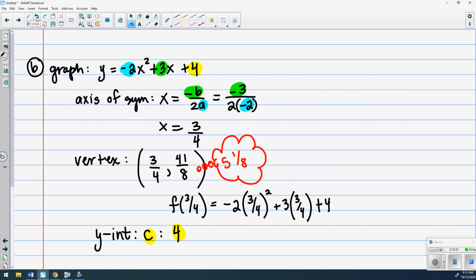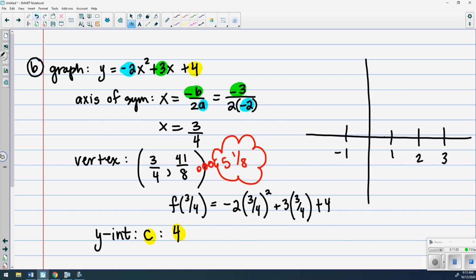So here we go. Let's graph. I'm going to go over 3/4. So if this is 1, this is 2, this is 3, this would be -1. 3/4 is going to be 3/4 of the way between here and there. That's my axis of symmetry. I'm going to draw that in. Oh, my lines aren't very straight. Hopefully yours are a little straighter. Then I'm going to plot my vertex over 3/4 up 5 1/8. This is 5 1/8. We'll call this 5 right here. And then my c value is 4. So that is my y-intercept.